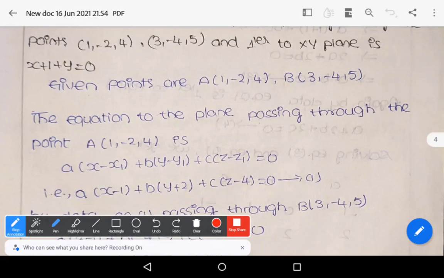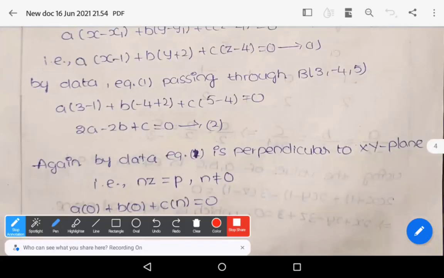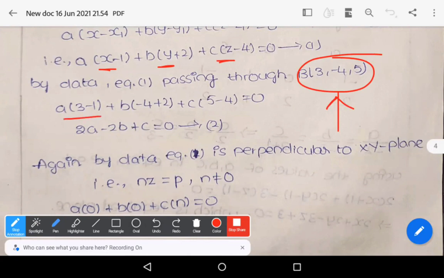Again, by data, in the problem we have the same equation 1 passing through another point (3, -4, 5). So replace the variables x, y, and z by the point (3, -4, 5): A(3 - 1) + B(-4 + 2) + C(5 - 4) = 0. After simplifying this, 2A - 2B + C = 0.